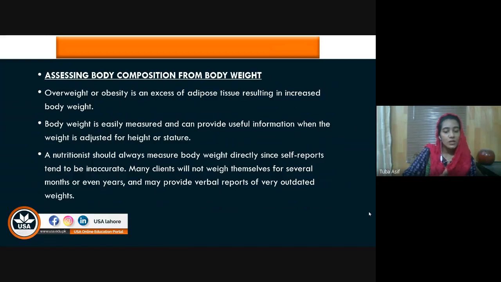Many clients will not weigh themselves for several months or even years and may provide verbal reports of very outdated weights. So, we usually recommend that the nutritionist or the health practitioner take the height and weight measurements herself.